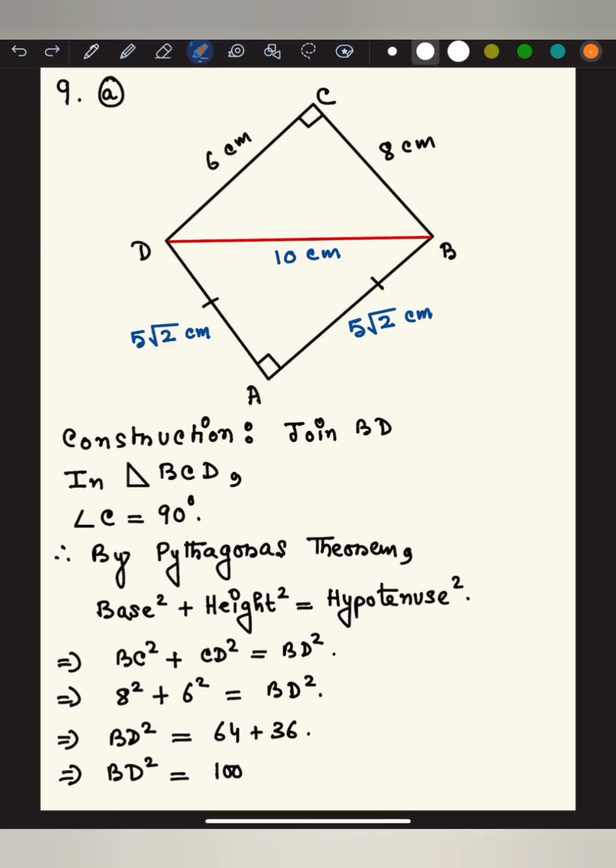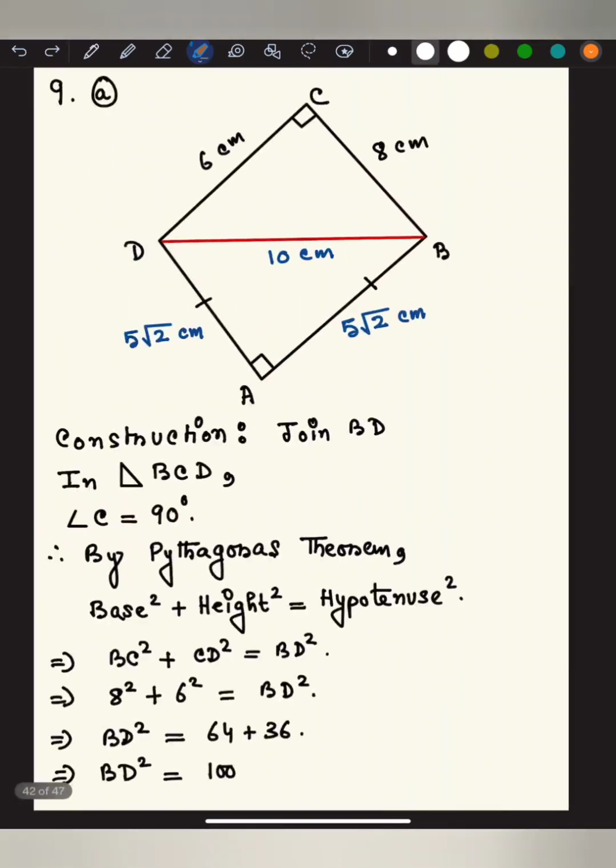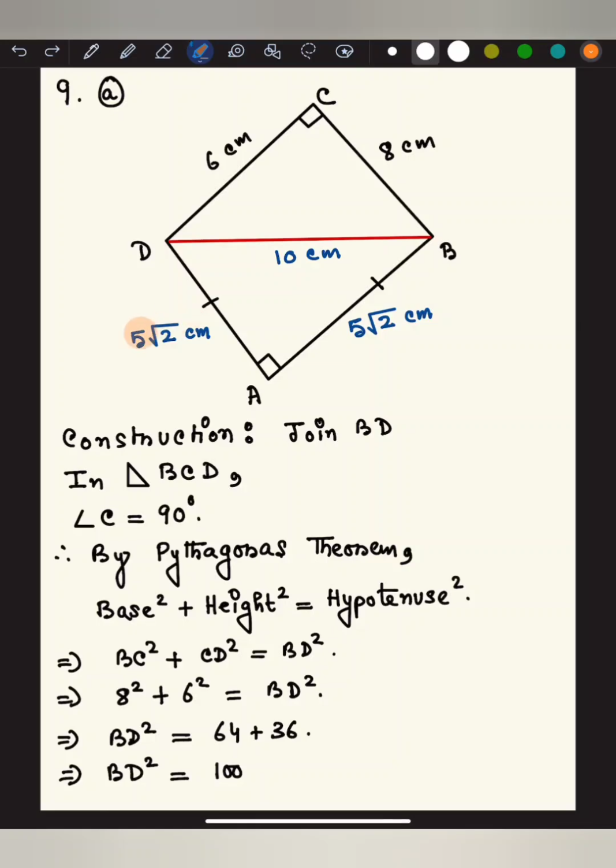Okay, and this is 90 degrees, so this becomes the hypotenuse in triangle ABD. Therefore by Pythagoras theorem we can say that AB square plus AD square is equal to BD square, right? That is what I have done. Since AB equals AD, I have written AD square as AB square. So AB square plus AB square is equal to BD square, which is 10 square, right? Which implies 2AB square equals 100, which implies AB square equals 50. Therefore AB equals what? 5 root 2 centimeter. So both of these become 5 root 2 centimeter, this AB and AD.